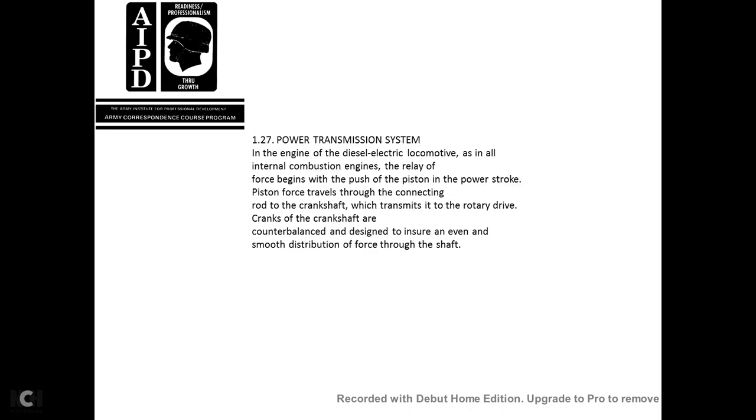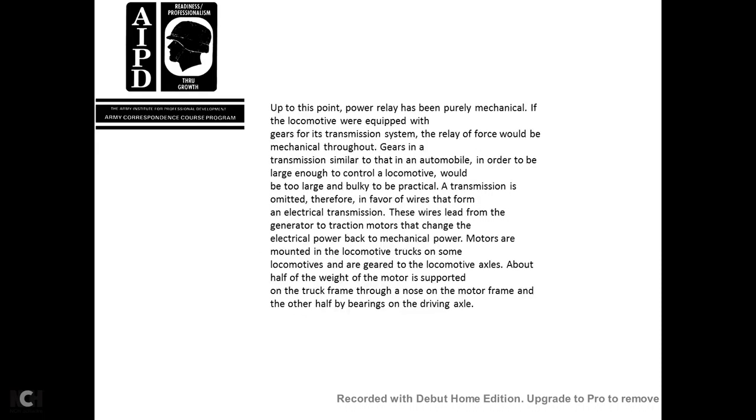127 Power transmission system. The engine of the diesel electric locomotive is an internal combustion engine. The relay of the forces begins with the push of the piston in the power stroke. The piston forces the connecting rod to travel to the crankshaft, which transmits the rotary drive. The crankshaft is counterbalanced, designed to ensure smooth transmission of the force through the shaft. Up to this point, the power is transmitted mechanically.